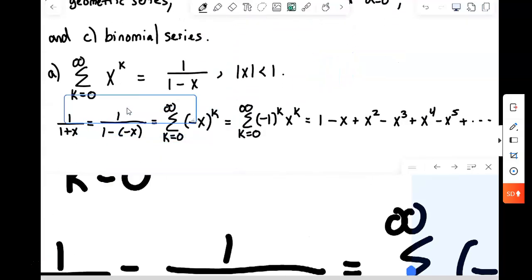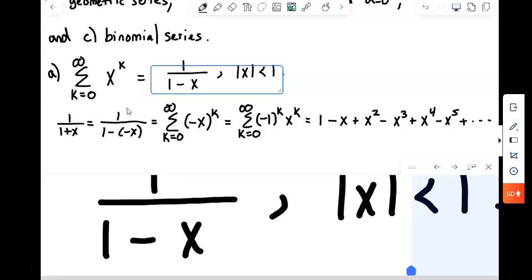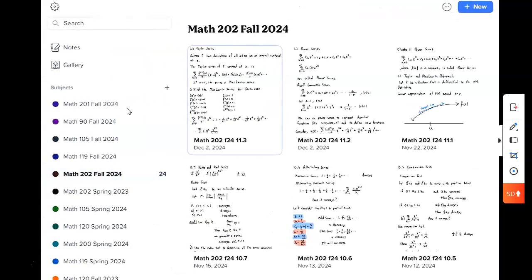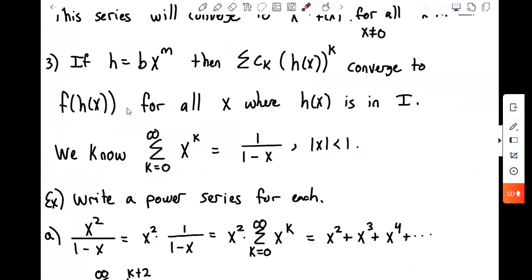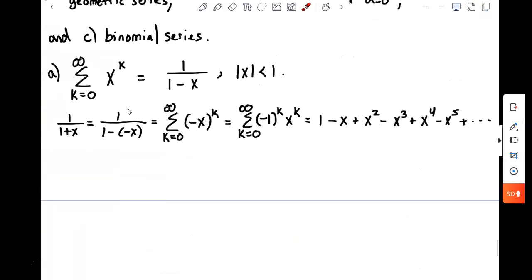And we were able to use that substitution idea of substituting the minus x in. And that was, again, all going back to that theorem that we had before where we said if we had a function that involved a power of x, we can substitute that in, and then it will converge to f of h of x for all x where h of x is in the interval of convergence. Okay, so that's one way.